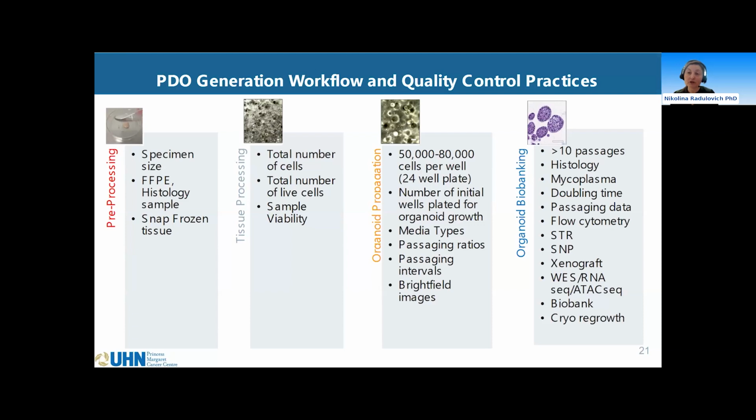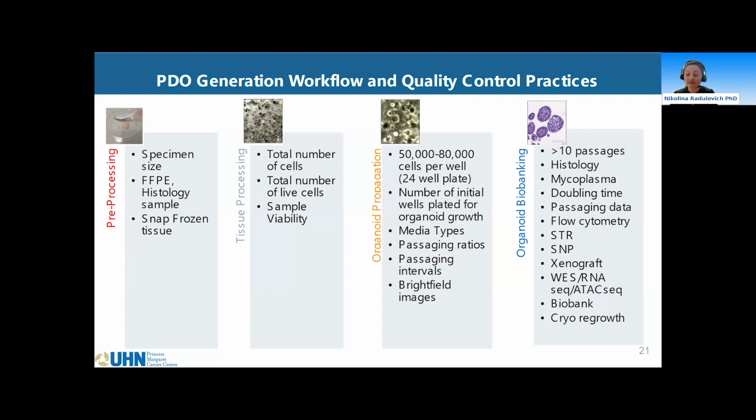And then all our samples are submitted for omics data. So we do whole exome sequencing, shallow whole genome sequencing, RNA-seq, and for some samples, we also have ATAC-seq profiles. They're biobanked, so we cryopreserve them at different passages, and we also perform the cryo regrowth to make sure they revive properly. So as you can see, there's a lot of work going on to try to get these models to be successful in everybody else's hands.